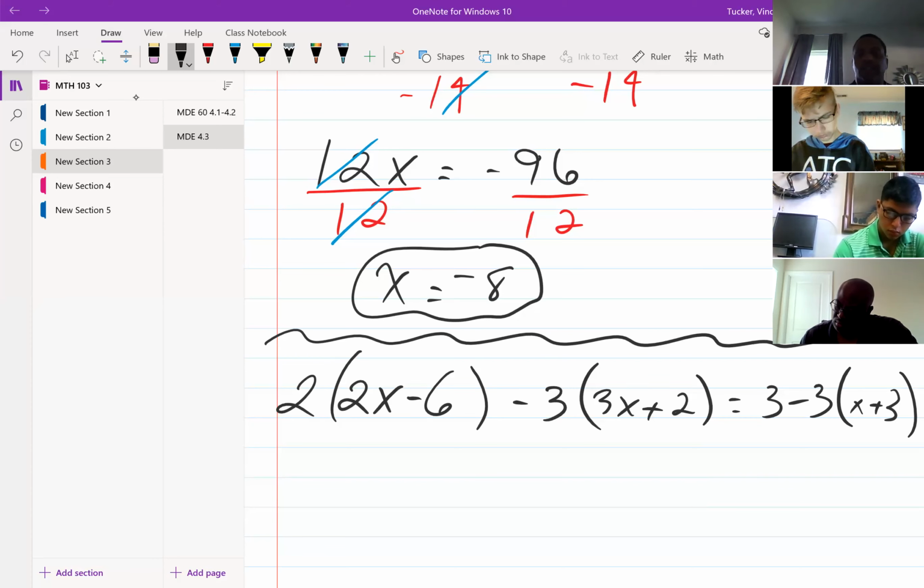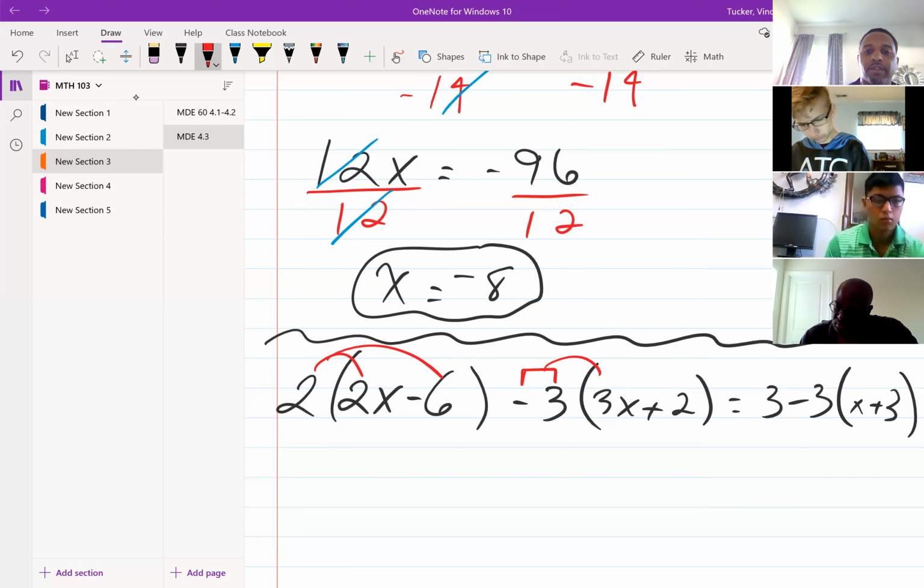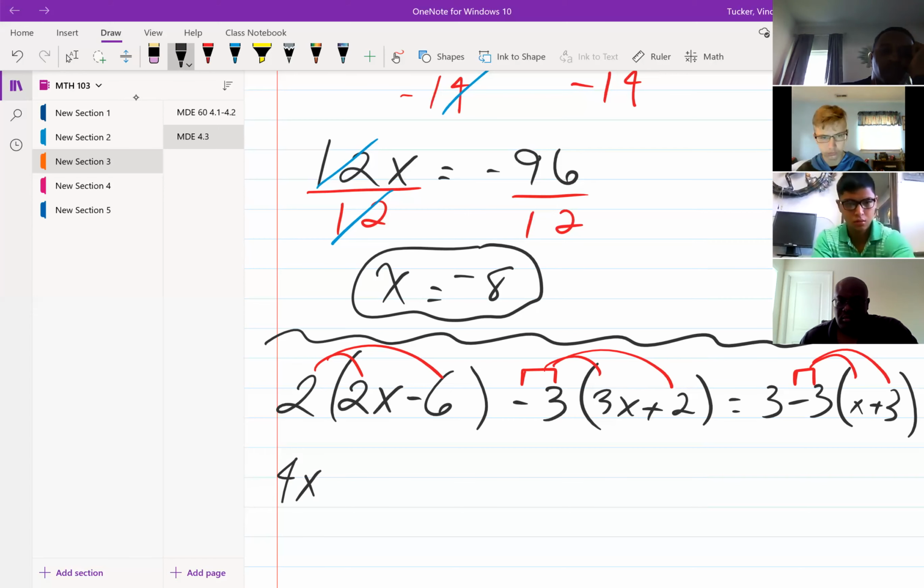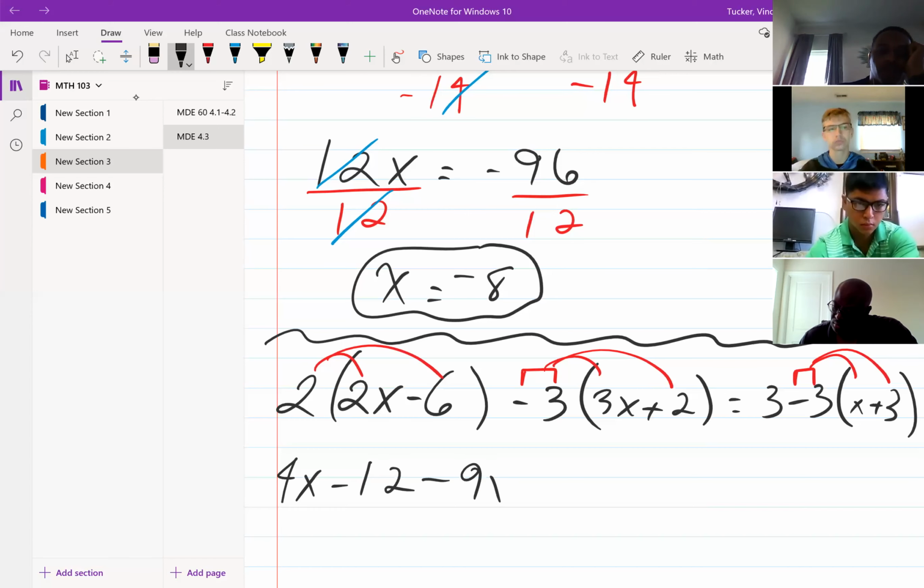All right. So first move, just like before, is distribute. We're going to distribute 2 here. Here, be careful. We're distributing -3. Don't forget to distribute the negative. And here, distributing -3 as well. So that's 4x minus 12 minus 9x minus 6. 3 minus 3x minus 9.